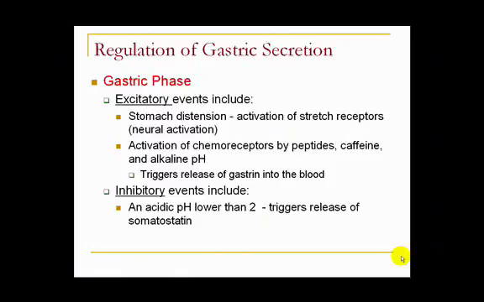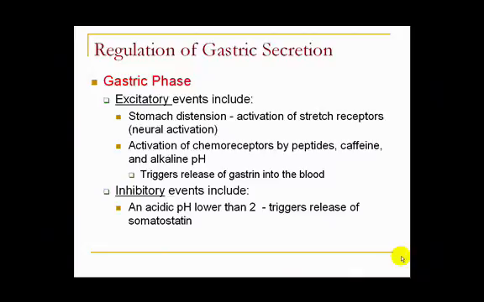Now, once food enters the stomach, things that will excite gastric secretions is the actual distension of the stomach. So as the stomach fills, stretch receptors are triggered and gastric secretion will increase. The other thing is certain substrates being in the stomach. For example, chemoreceptors that detect peptides or proteins, caffeine, and then also alkaline pH. So if the pH is alkaline, it will trigger the release of gastrin into the blood. And remember, gastrin then increases secretions from the parietal cells and the ECL cells to produce more hydrochloric acid.